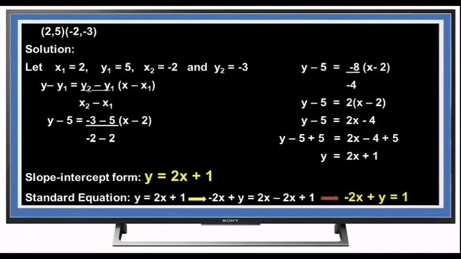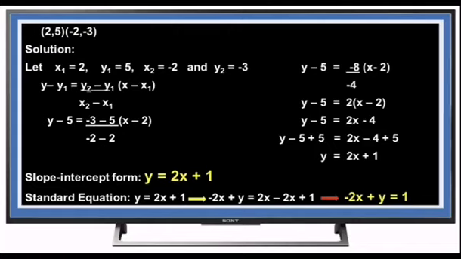And then to eliminate negative 5 at the left, we need to add 5 to both sides. So we have y equals 2x plus 1, because negative 4 plus 5 is positive 1. So now the slope-intercept form is y equals 2x plus 1.